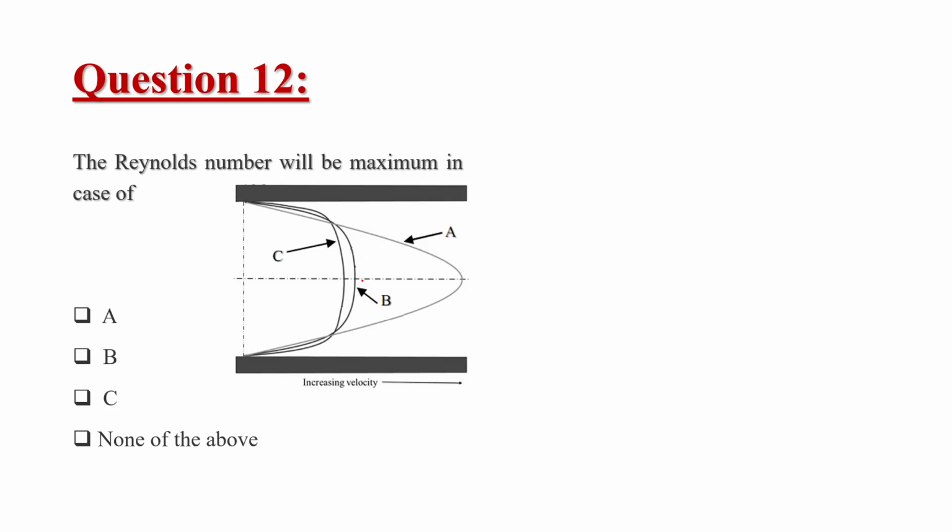For the laminar flow of a fluid in a circular pipe of radius r, the Huygens-Poiseuille equation predicts the volumetric flow rate to be proportional to what? Radius, radius square, radius cube, or radius to the power of 4.